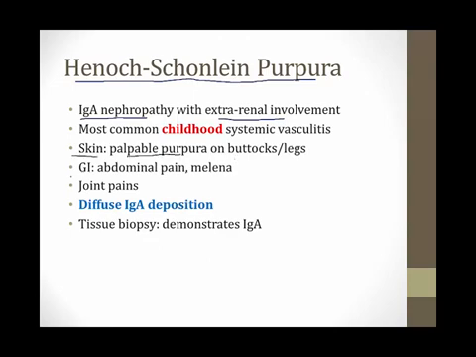They often have involvement of the GI tract with abdominal pain and melena. They can also have joint pains from IgA deposition in the joints. But the problem is the same as in IgA nephropathy. It's diffuse IgA deposition leading to the vasculitis symptoms. And when you do a tissue biopsy, either of the kidneys or any involved organ in HSP, you will see IgA just like you can see in kidney biopsy samples of patients with IgA nephropathy.